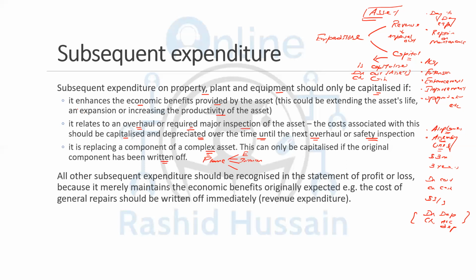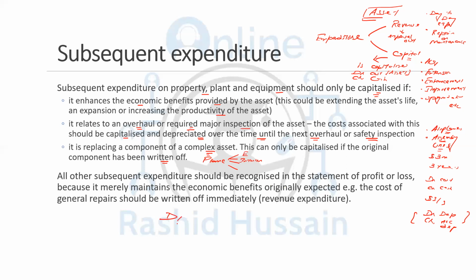So when you talk about the subsequent expenditure, there are three things. If it relates to capital expenditure, enhancement, improvement, extension, it should be capitalized. If it relates to an overhauling, it should be capitalized and then depreciated over the overhauling period. And if it is related to a complex asset and you're replacing a component of it, then the criterion is that you should remove the previous component and then you are able to capitalize the new one. These three are going to be capitalized. Other than that, everything is going to be expensed out.